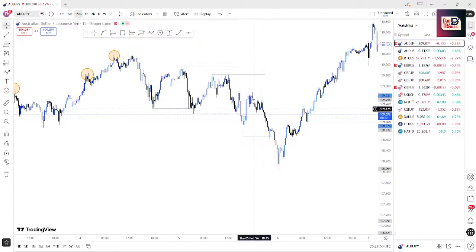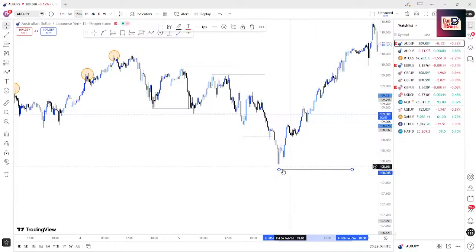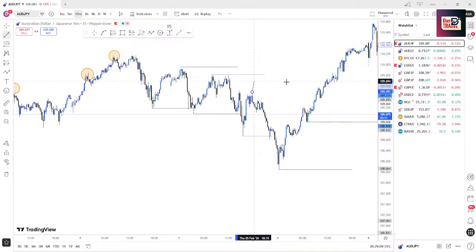What created this low is, okay, I've drawn that. What created this low is this. Then the next thing is probably this low. Ask yourself what created that low. And what created that low is basically this. This created that low. So that's going to be your last high.